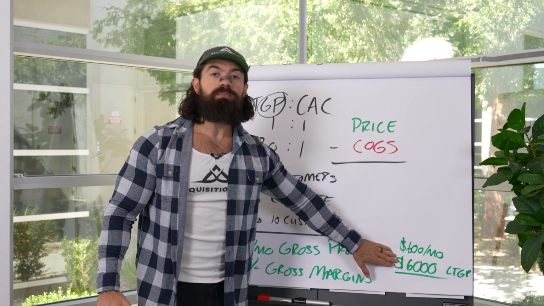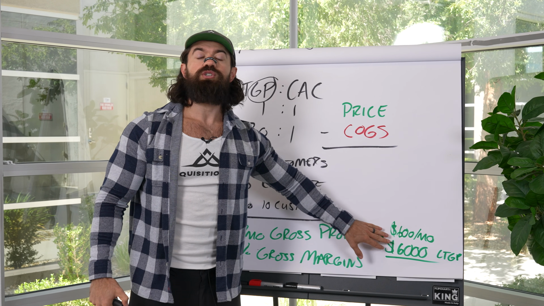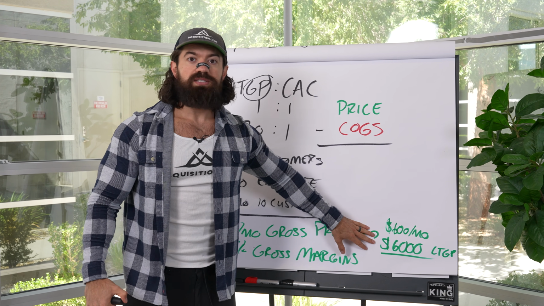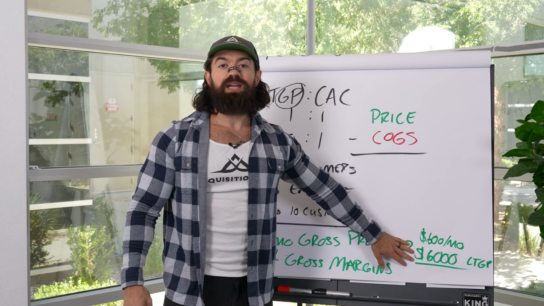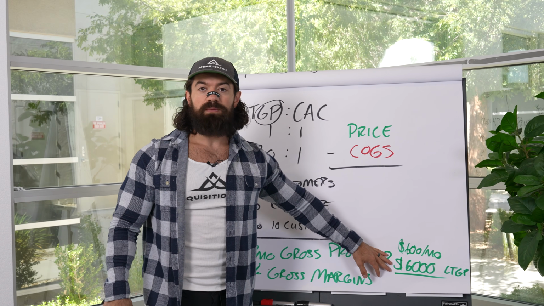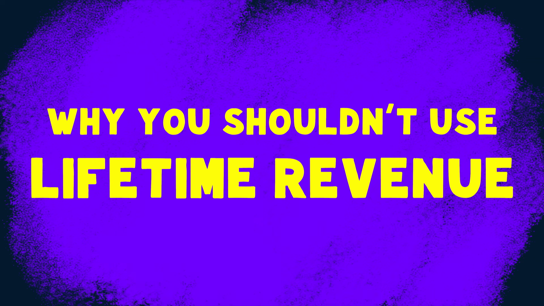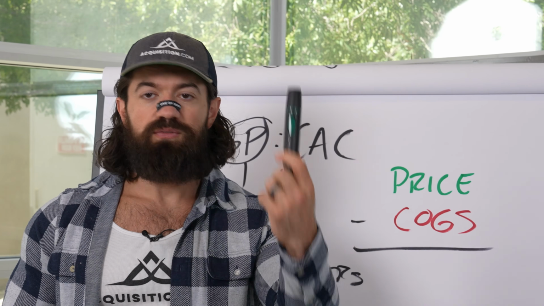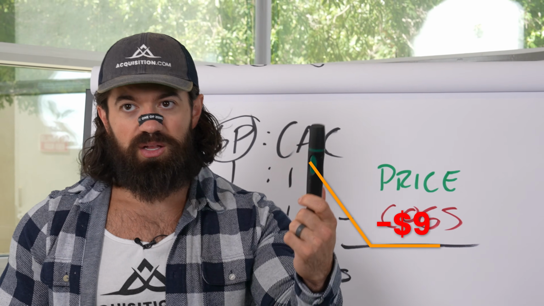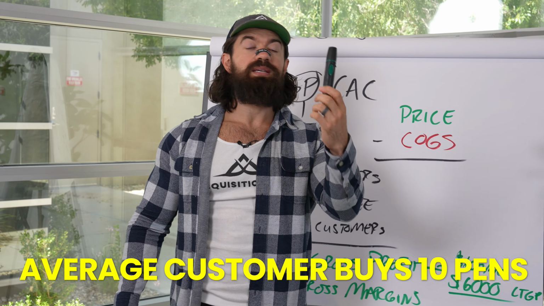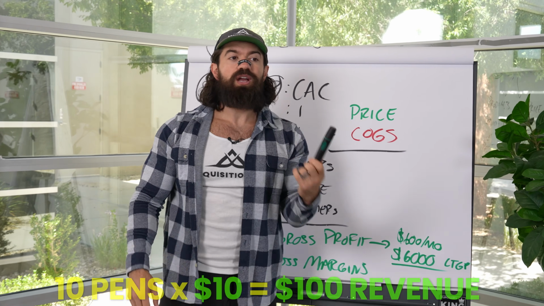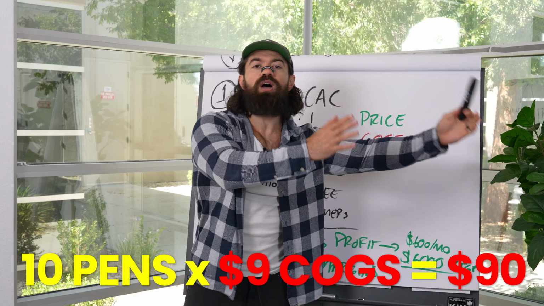This is probably one of the biggest mistakes that business owners make, because what they do is they look at their lifetime revenue per customer and say, oh, as long as it costs me less than that in advertising, I'm making money. But I'll give you an extreme example to point out why that doesn't work. Let's say I sell this pen for $10, but it costs me $9. And the average person buys 10 pens.